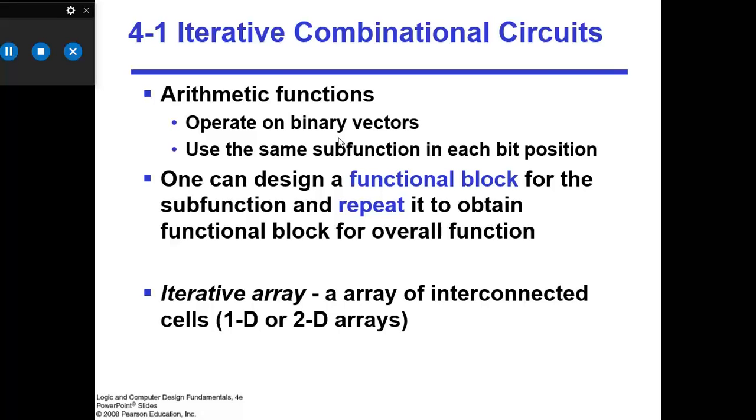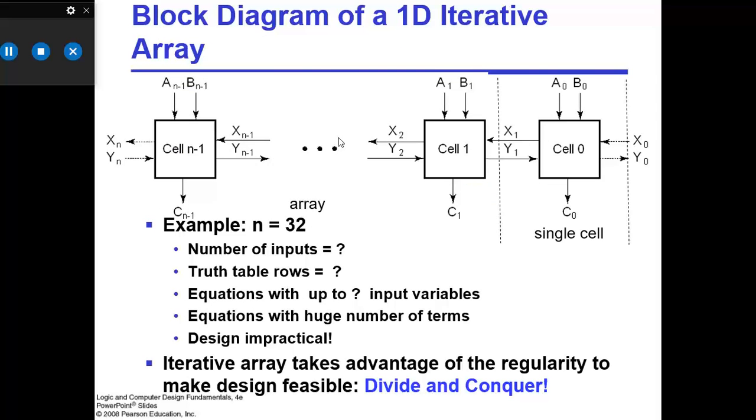Iterative combinational circuit arithmetic functions operate on binary vectors and use the same subfunction in each bit position. One can design a functional block for the subfunction and repeat it to obtain functional blocks for the overall function. You can say that the circuit of an adder requires the same blocks that repeat again and again. Let's say if we have a 32-bit adder, it will use 32 portions of 1-bit adder. The inputs will definitely be different, and the outputs are going to be different, but the main computational block is going to be the same.